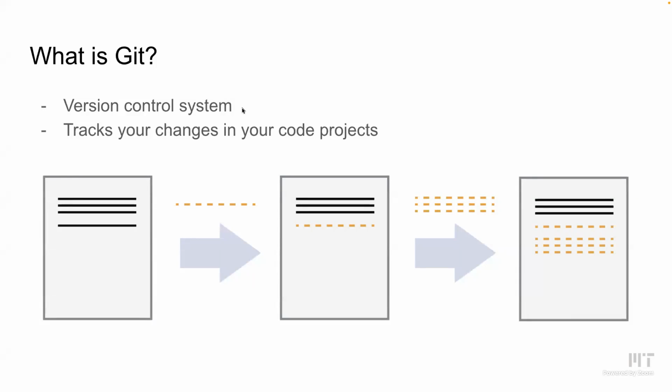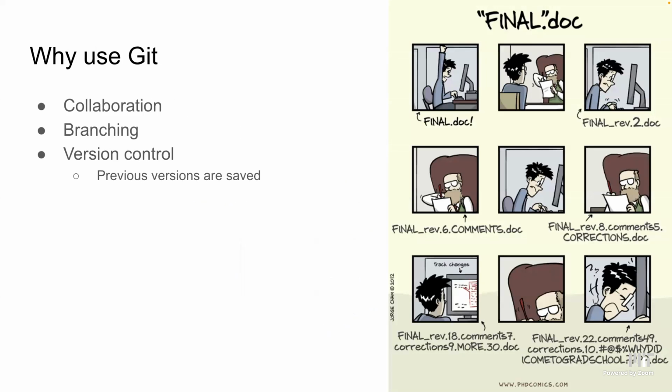All right, what is Git? Git is just a version control system. It allows you to work very efficiently with collaborators, which is very important when you're on a team. It allows you to track changes to your files. It also has a feature called branching, which allows you to work on features isolated from other people.